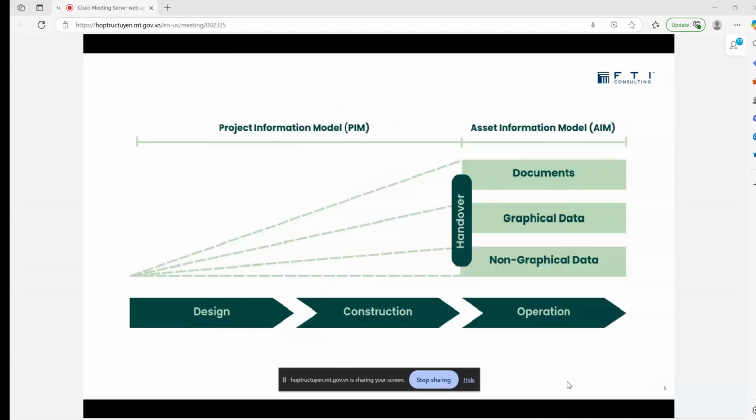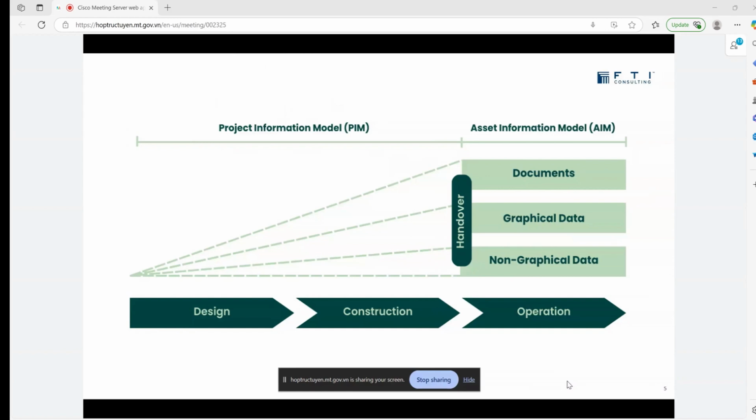And what this looks like in very simple terms is that this process of establishing the asset information model begins at the beginning of the design process. So the data is collected throughout the design. Most of the data is collected during the construction phase, and all of that data needs to be gathered in a manner that can be handed over to the operator in the form of an asset information model.